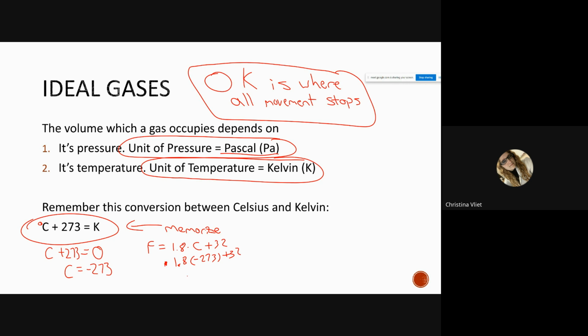It's negative 459.4 degrees Fahrenheit. Is there any place on Earth that naturally reaches that temperature? No. There's no place on Earth. Are scientists able to do it in a lab? Yeah, they have these big machines and they do it. But it's just an aside for you to recognize how cold it has to be to reach 0 Kelvin.